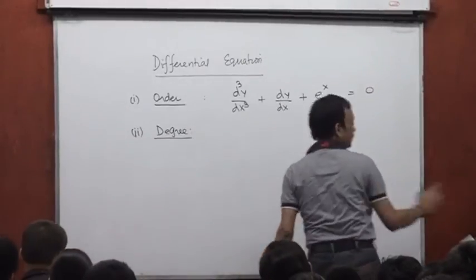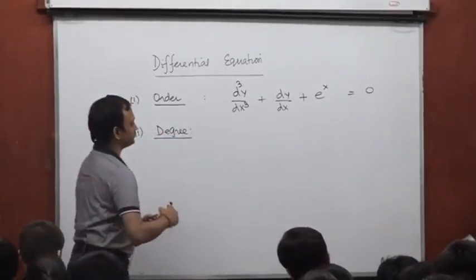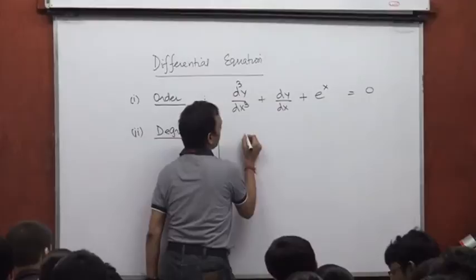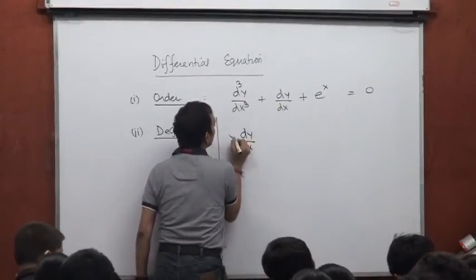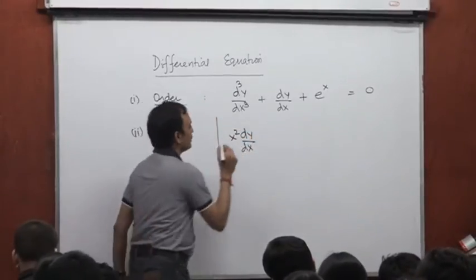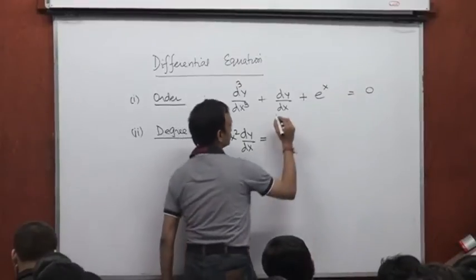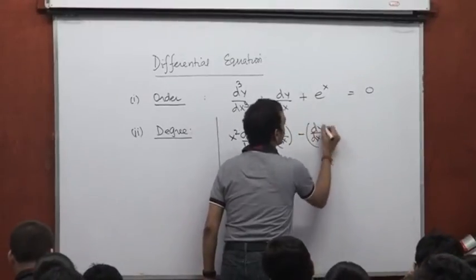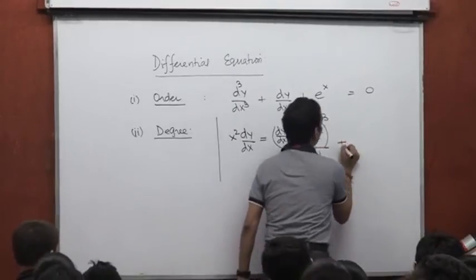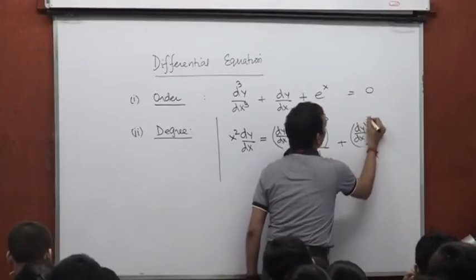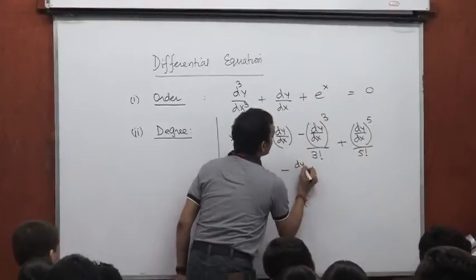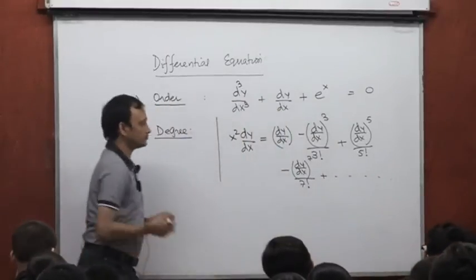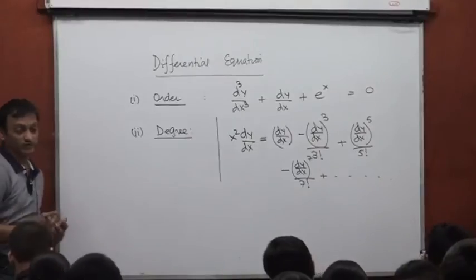Now suppose I have a differential equation of the following kind. x squared dy/dx equal to dy/dx minus (dy/dx) whole cube by 3 factorial plus (dy/dx) whole to power 5 by 5 factorial minus (dy/dx) whole to power 7 by 7 factorial plus so on and so forth. A differential equation of this kind.